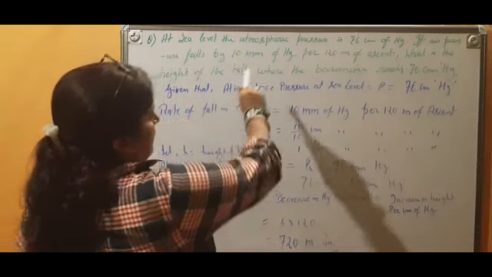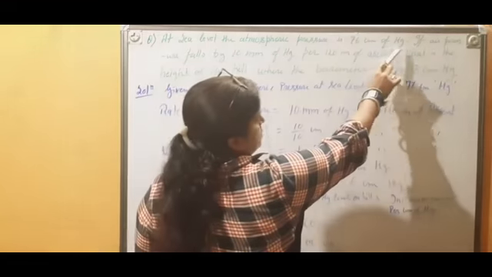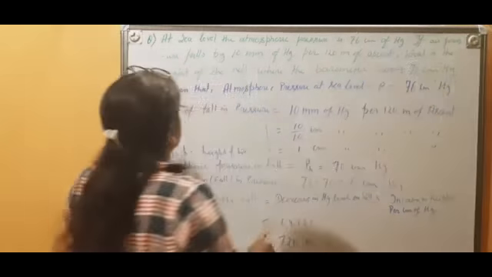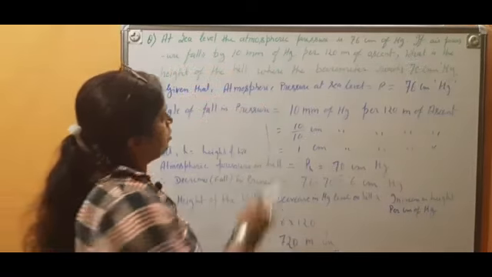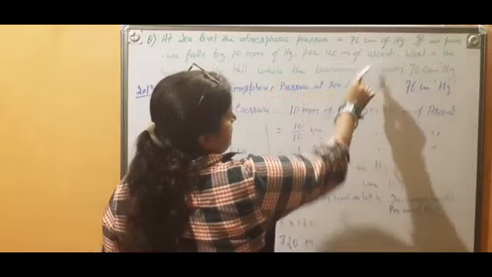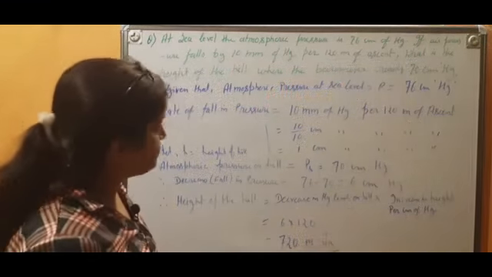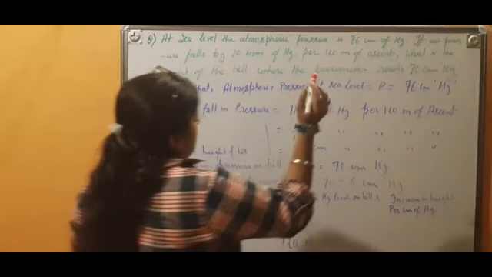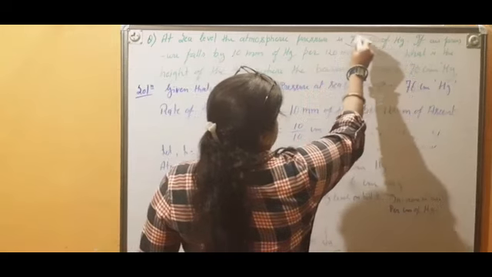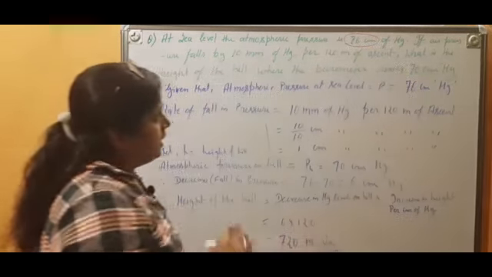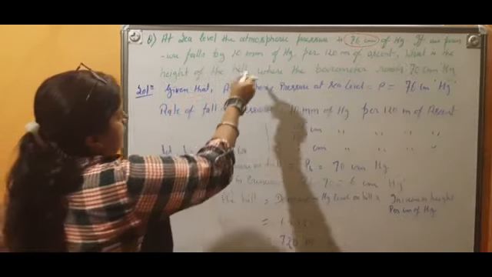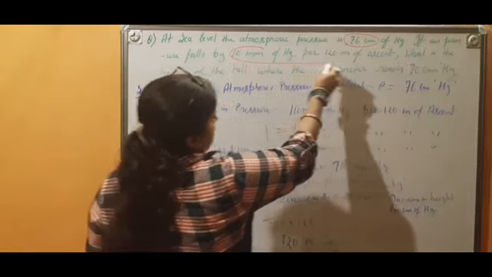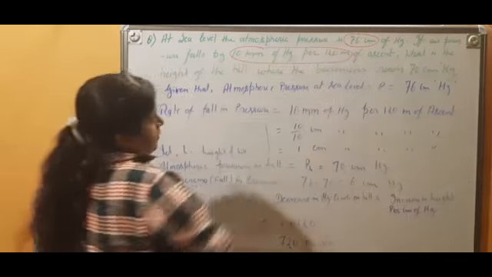At sea level, the atmospheric pressure is 76 centimeter of Hg. If air pressure falls by 10 millimeter of Hg per 120 meter of ascent, try to understand what is given. At sea level, atmospheric pressure is 76 centimeter. Okay. If air pressure falls by 10 millimeter of Hg per 120 meter, what does it mean?